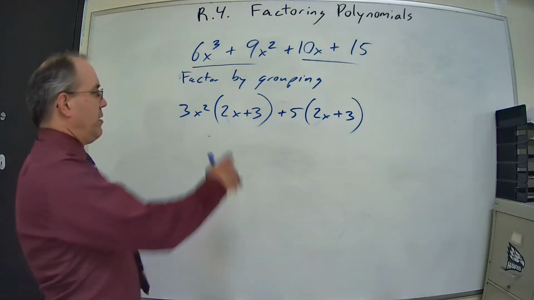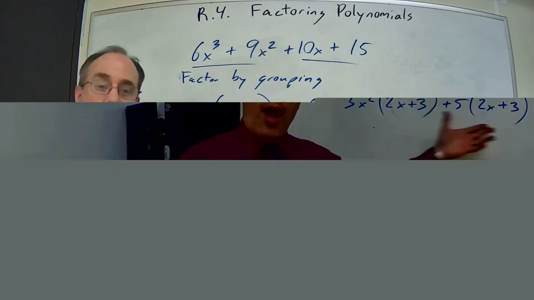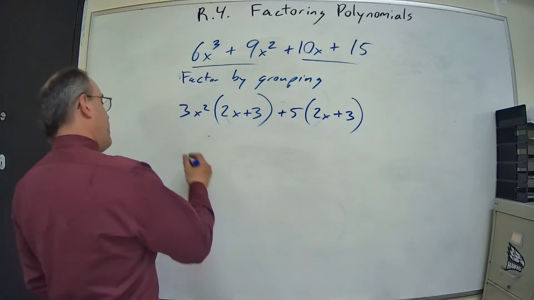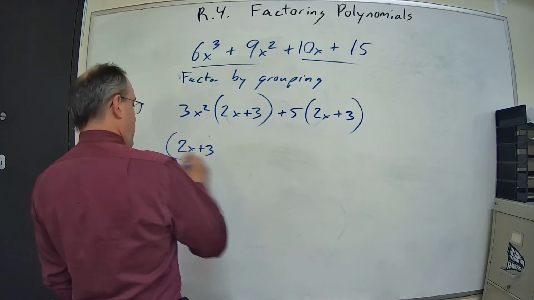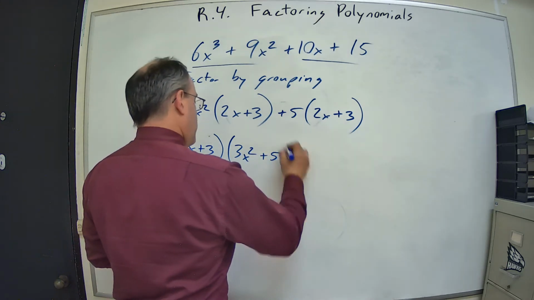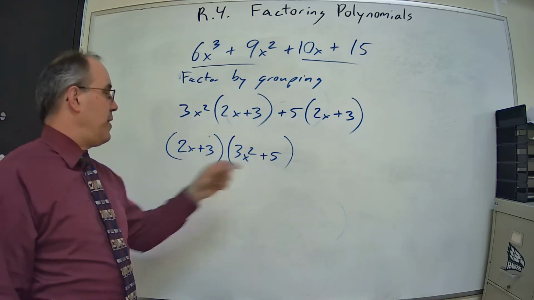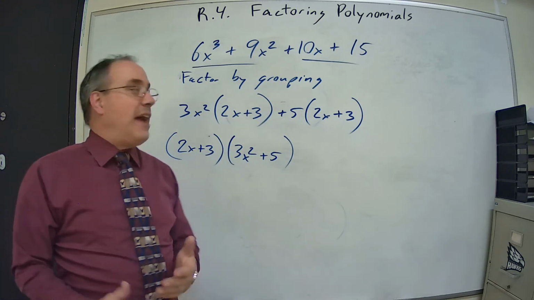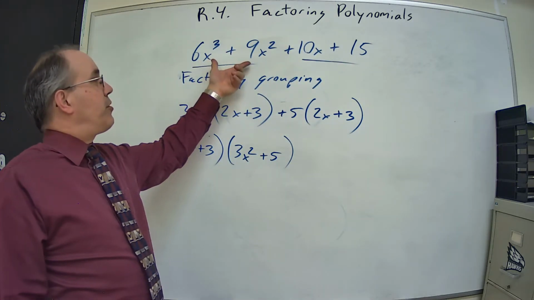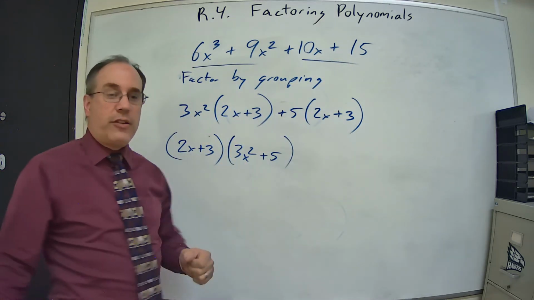Well, wait a second. 2x plus 3, 2x plus 3. 2x plus 3 is now a common factor in these 2 parts. So I can factor that out. 2x plus 3, leaving me with 3x squared plus 5. I pulled them out, that's what was left over, 3x squared plus 5. So now I was able to factor this 4-term polynomial by looking at the first 2 terms and the last 2 terms separately, and then factoring.